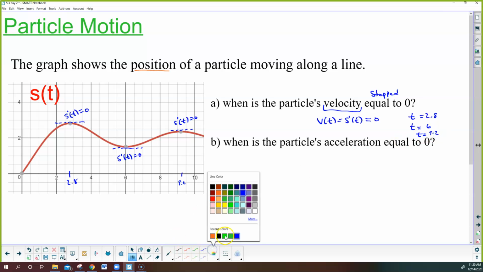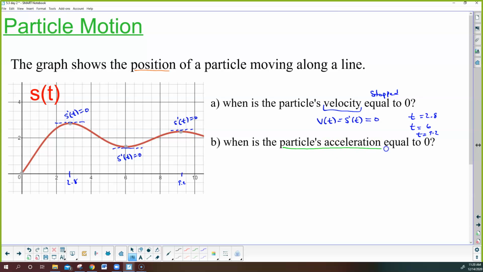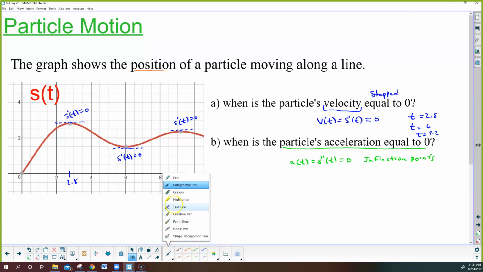Okay, but what about, when is the particle's acceleration equal to 0? So now we got to think about, well, wait a minute. If velocity is the first derivative, then acceleration is the second derivative. And I want to figure out, when does the function have 0 second derivatives? Well, that's the part where we got to find the inflection points. Okay, so this ties into the warm-up we just did a little bit.